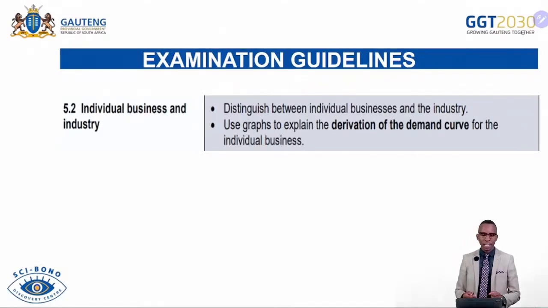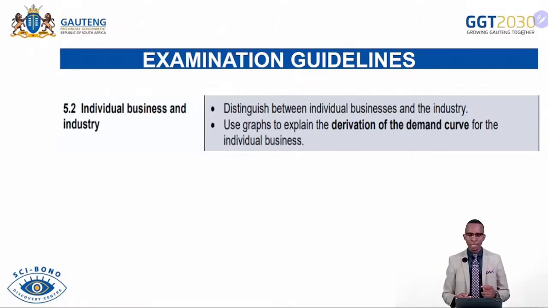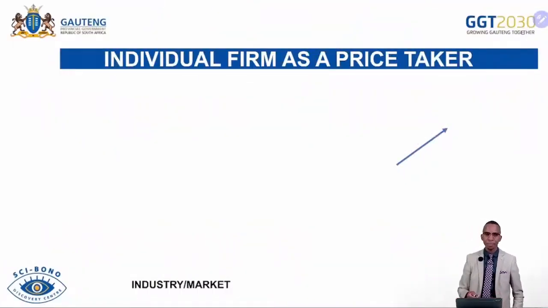Individual businesses and industry. Distinguish between individual business and the industry. Use a graph to explain the derivation of the demand curve for the individual businesses. So this is what we are doing now. We are going straight to the individual business or individual firm and the industry together. So you will come across the graph here indicating that the firm, or individual firm, is the price taker.